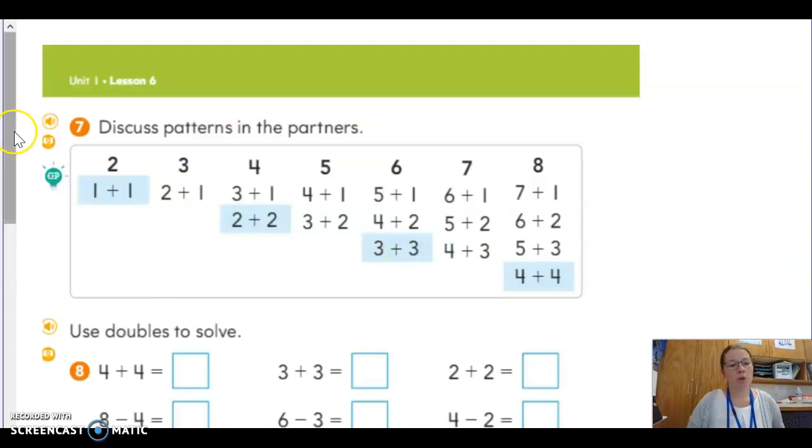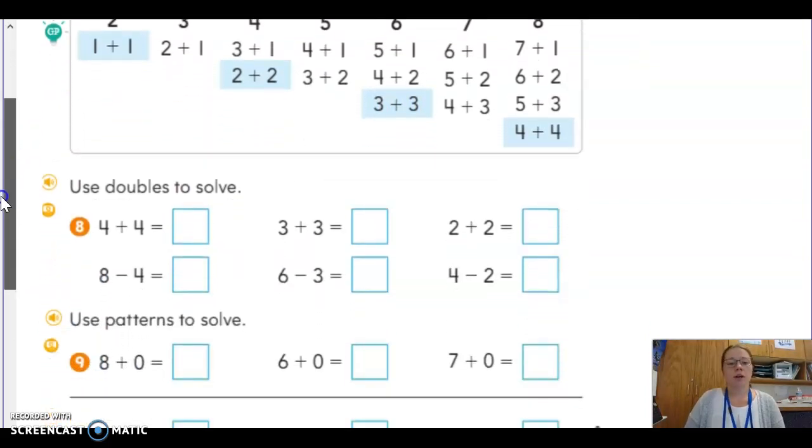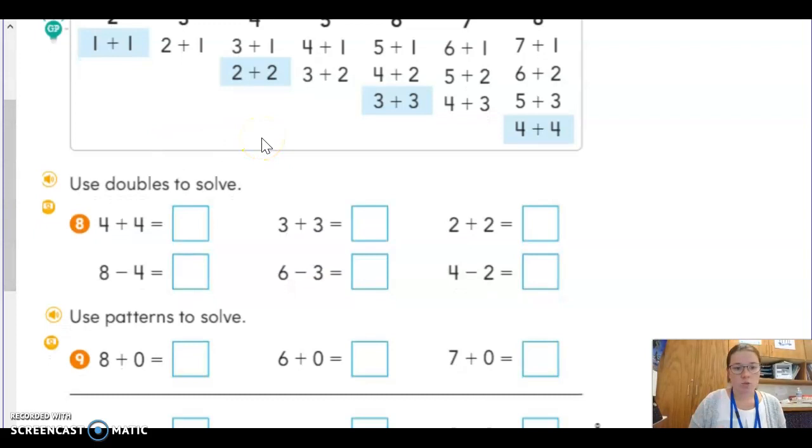Okay, turn your workbook page, and we already discussed these patterns, so we're just going to move on to getting right to work. So we have using our doubles to solve. So there are related subtraction equations when we use our doubles. Actually, and when we use a lot of other equations as well. So here we have 4 plus 4 equals, we're learning that today. That's a partner of 8. That's right. 4 plus 4 equals 8.